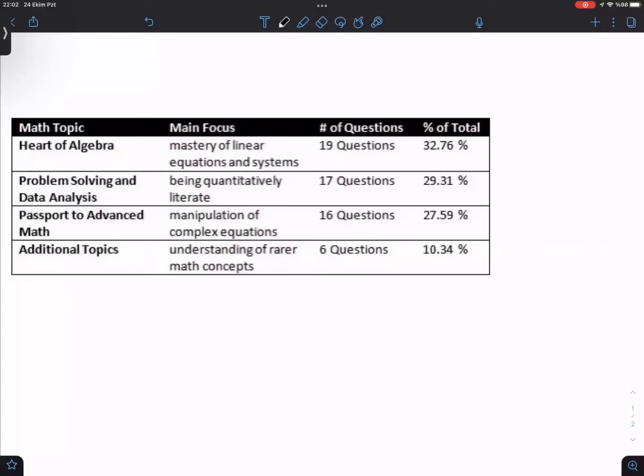Hello everyone, today I'm going to be teaching you problem solving and data analysis questions. As we know, the SAT consists of three main topics and additional topics. But about 90% of the questions on the SAT math section are from the three main topics, like I said in the last video. Today we're going to be analyzing and solving some questions about the second topic, which is about 30% of the SAT math section.